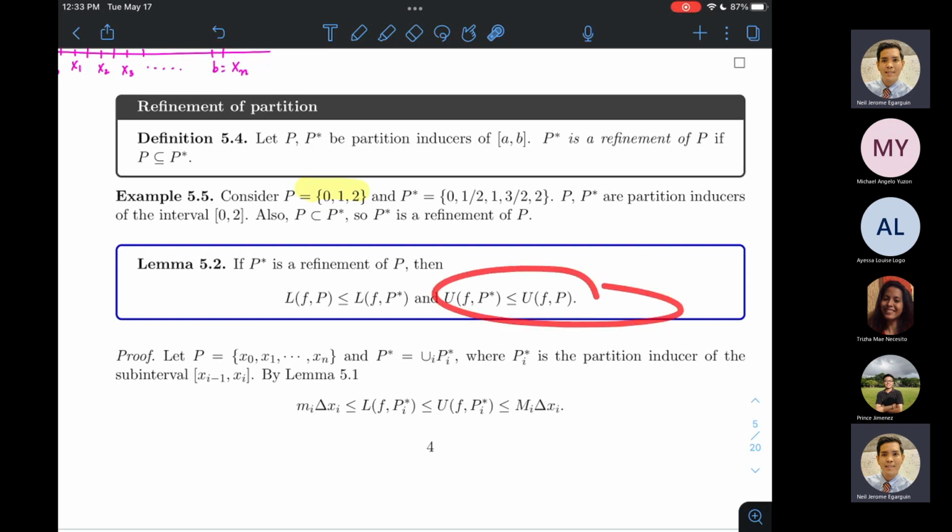So, parang fake news itong nandito, ano? Na ni-refine mo na nga si partition inducer, bakit mas lumiit yung upper Riemann sum? So that's what we want to convince ourselves. Tingnan natin yung proof. Paano nga ba na-justify na totoo itong dalawang inequalities na to? Alright? So ganito yung ginawa.